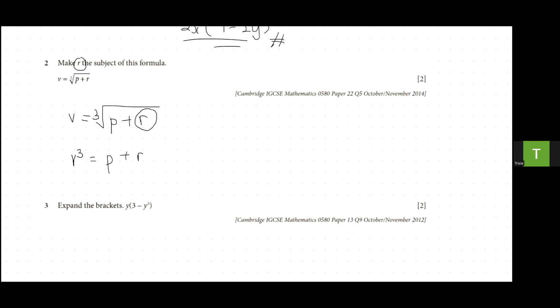Next, continue. Make R the subject, so we don't move R and then we move P. Positive P moved to the other side will be negative P. So V cube, then we move positive P to the other side, it becomes negative P, also could be said as minus P, equals positive R. Then we just move it to the opposite side, so it will become R equals V cube minus P.